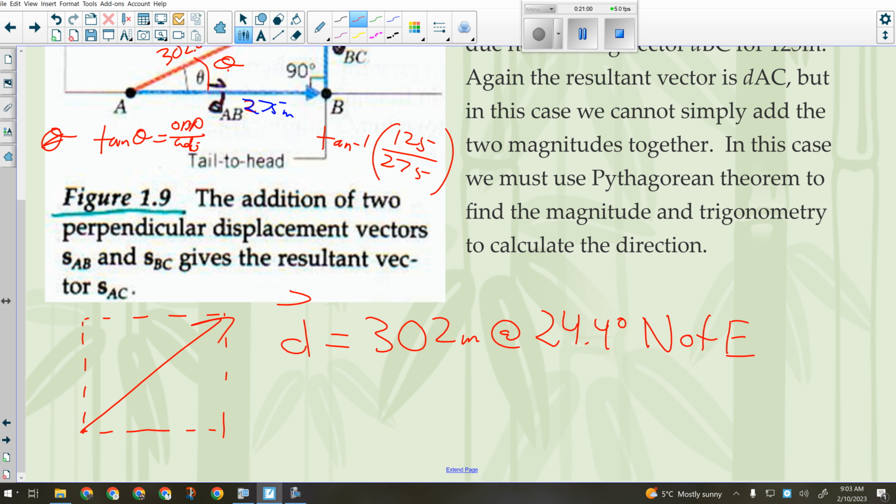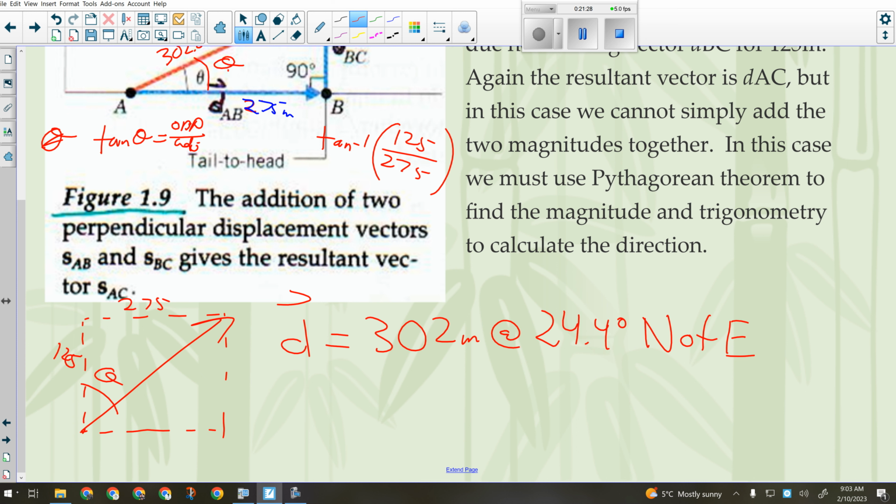What angle would you have to find to get east of north? It would just be 90 minus 24.4, oh, right? So we'd be looking at 65.6, I think. Right. Or you would have your triangle flipped. This would be the 275, and this would be the 125. So your 125 is now the adjacent side, and your 275 is now the opposite side.